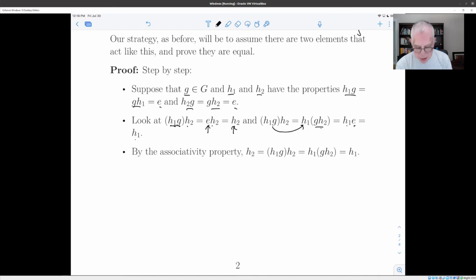But if you look at these two equations, what we've shown is that H1 g H2 is equal to H2 from the first calculation, and it's equal to H1 from the second calculation. So H1 equals H2, and therefore there's only one inverse element. And it makes sense when we have an element g to write g inverse to mean the unique multiplicative inverse.